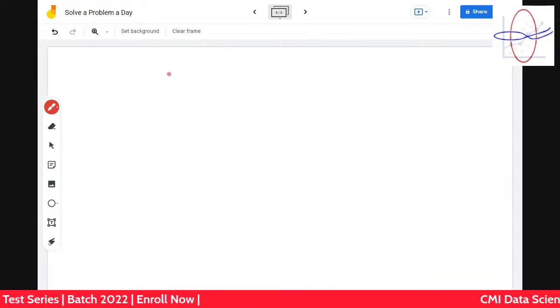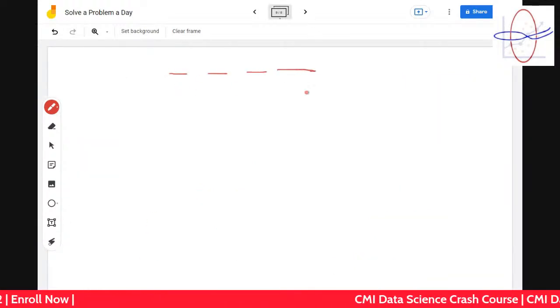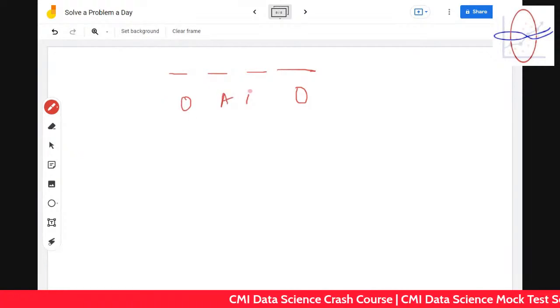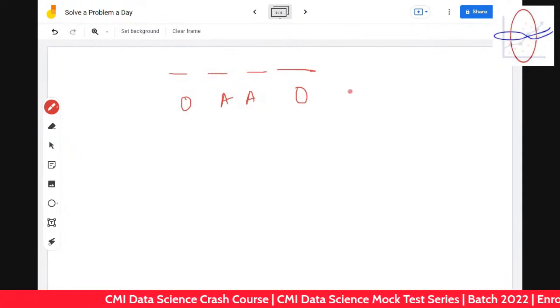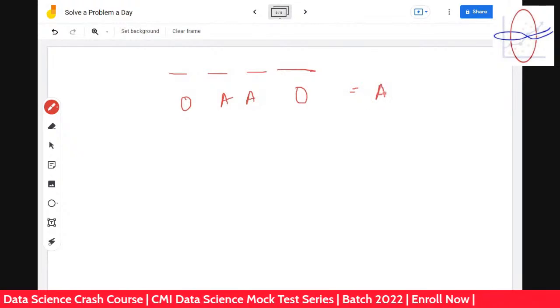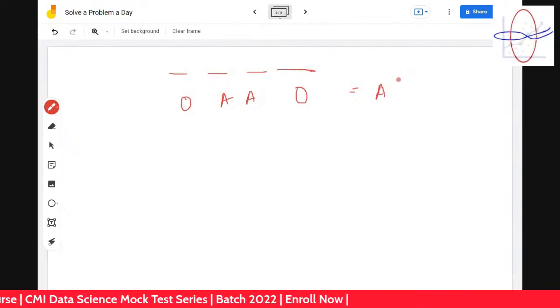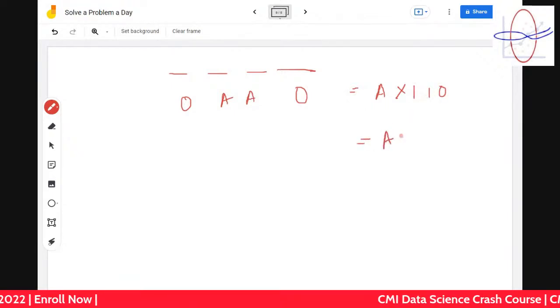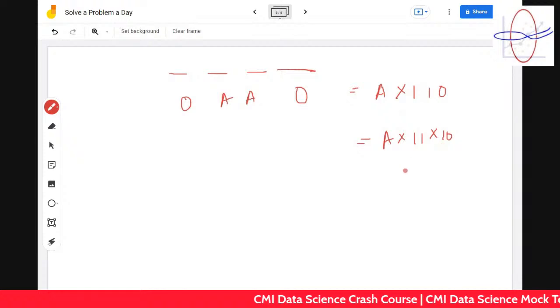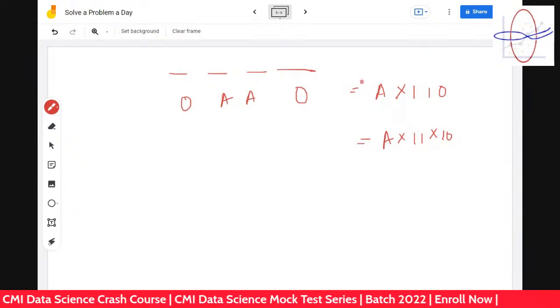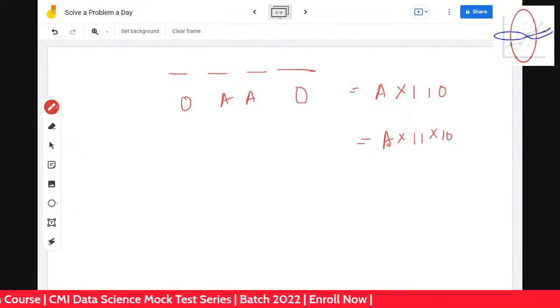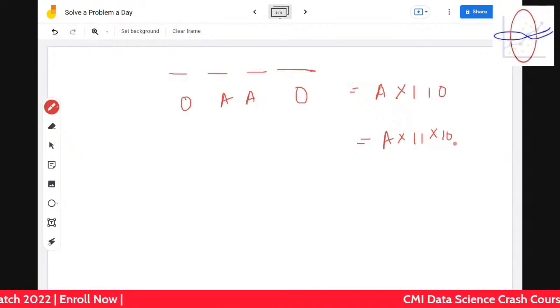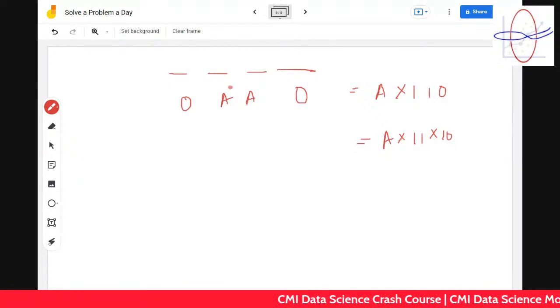Another possibility, considering it can start with 0, is that it's 0 over here, 0 over here, and A over here. If you factorize this, it will be A times 110, I guess. Yes. So it's A times 11 times 10. Here also the same problem. It's not divisible by one of the numbers. If you put 3 over here, it is divisible by 3 but not by 7. If you put 7 over here, it is divisible by 7 but not by 3. So therefore it's also not possible.